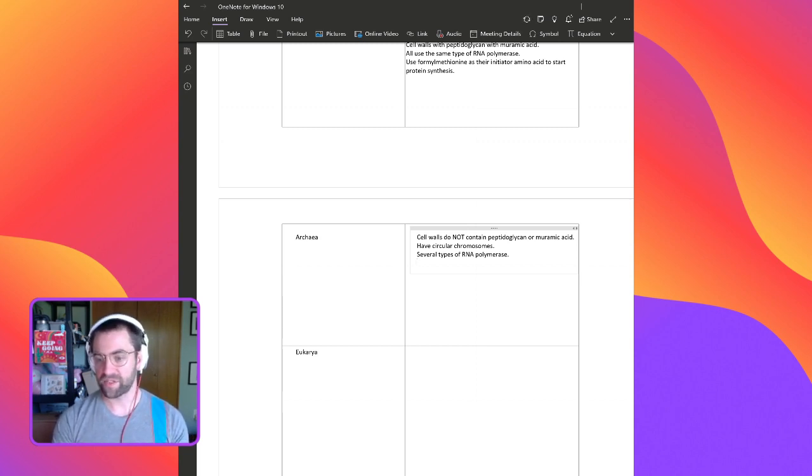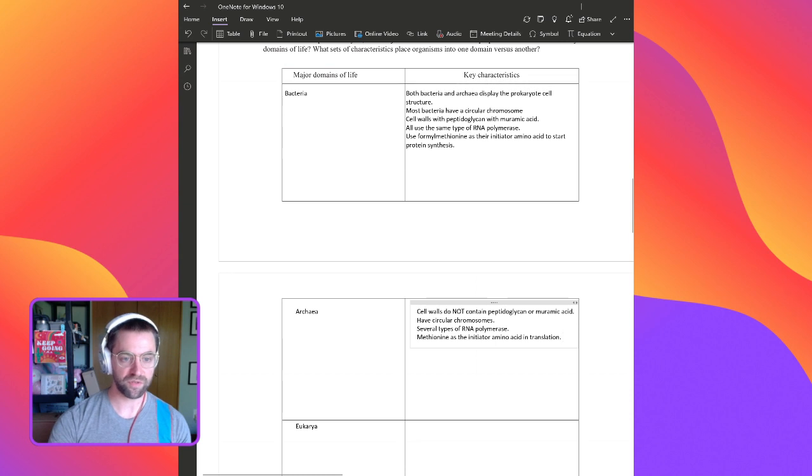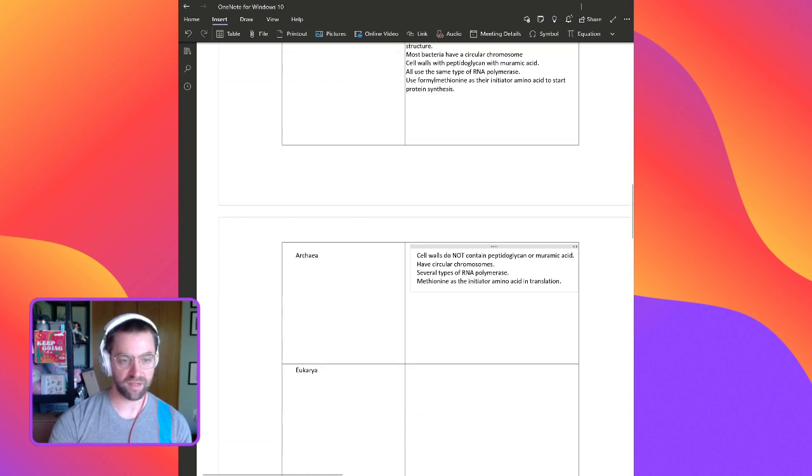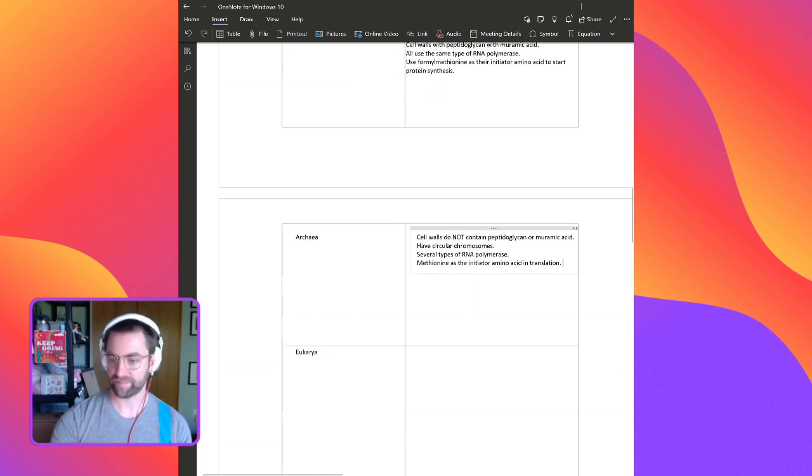And archaea use methionine as the initiator amino acid in translation, as opposed to formyl methionine, the formyl group in bacteria.